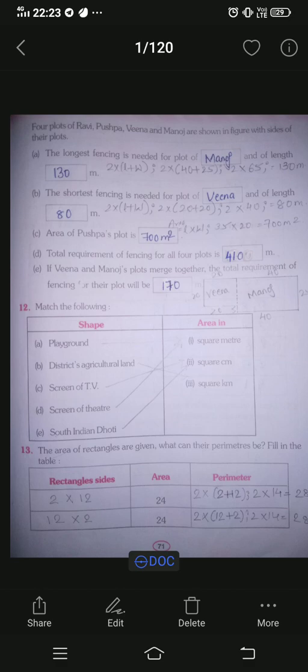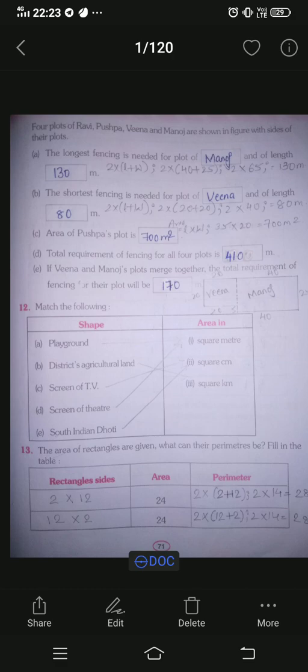So next up is question number 13, that is the area of rectangles. The areas of rectangles are given, what can their perimeters be? Fill in the table. They are asking for filling in the table.